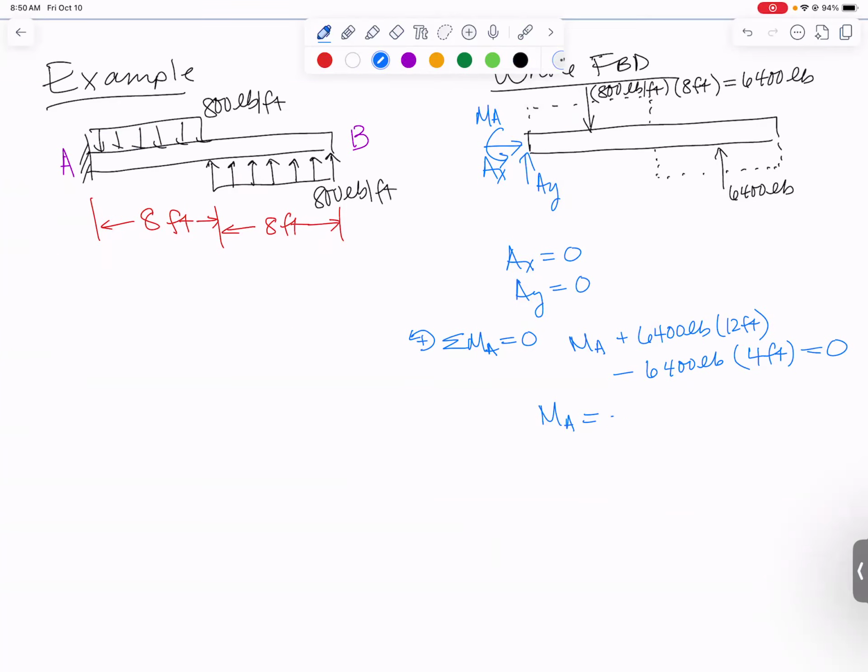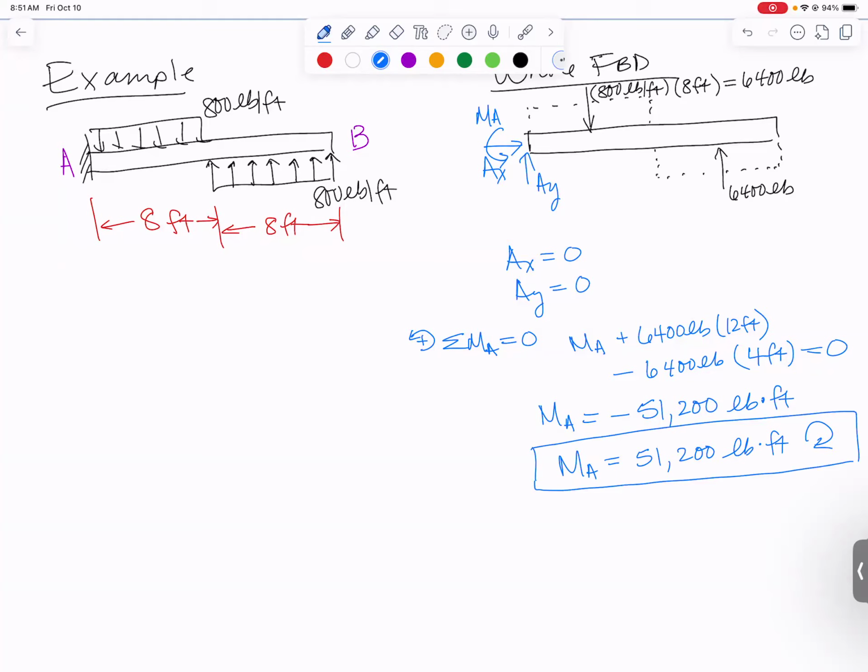MA is going to come out to be minus 51,200, and the units will be pound feet. The negative means I drew it in the wrong direction on my free body diagram. Instead of acting counterclockwise, MA is going to be 51,200 pound feet clockwise. That direction is going to matter when we go to figure out if it's going to be a positive or negative on our bending moment diagram. Now that we have that, we can start drawing our shear force and bending moment diagrams.